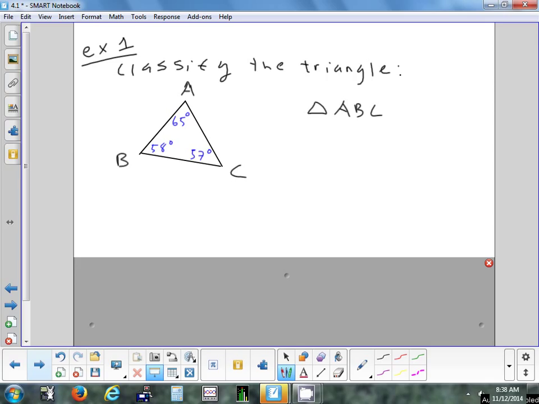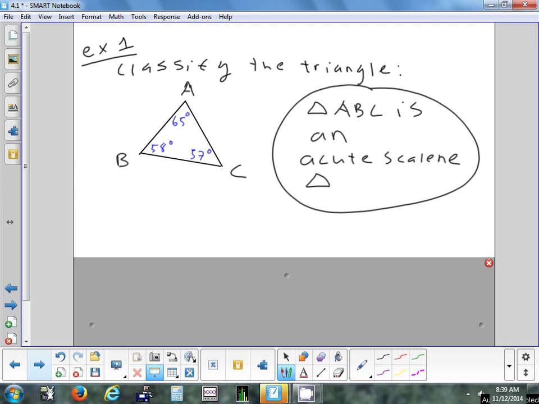Unless they're marked, we can't assume that they are the same length. If they want them to be, they will mark them for us. So if none of the sides are marked here as being congruent, then what would that mean? Acute scalene. Yeah, this is an acute scalene triangle. So triangle ABC is an acute scalene triangle.